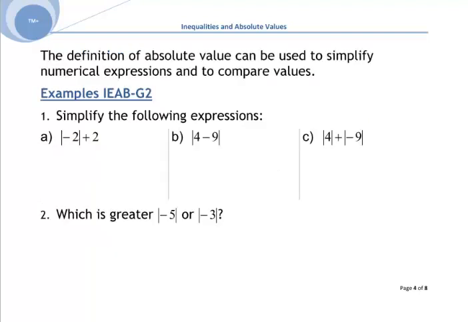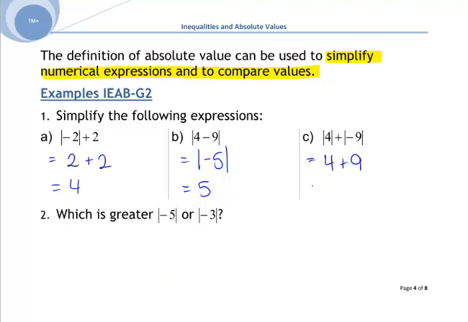The definition of absolute value can be used to simplify numerical expressions and to compare values. For example, to simplify the following expressions, the absolute value of negative 2 is 2, and the absolute value of positive 2 is 2, so 2 plus 2 is 4. Here, 4 minus 9 is negative 5, so we have the absolute value of negative 5, which is 5. In this one, the absolute value of 4 is 4, the absolute value of negative 9 is 9, and 4 plus 9 is 13.